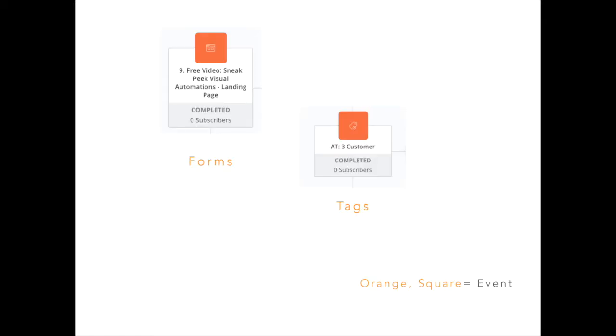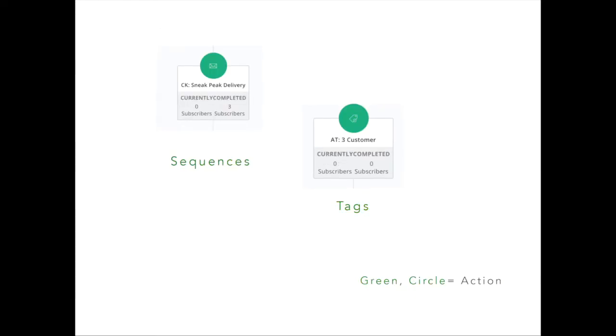Next, let's talk about visual aids. You will see that everything in the visual automation is designed to be helpful to you. So there are a lot of visual cues for you. What do you see here? Here we have a form and a tag. They are both orange and they are both square. And this means that they signify an event. And here you can see that the sequence and the tag, they both are circular and they're both green. These are the symbols for an action.